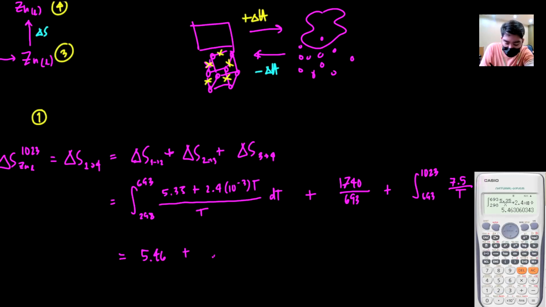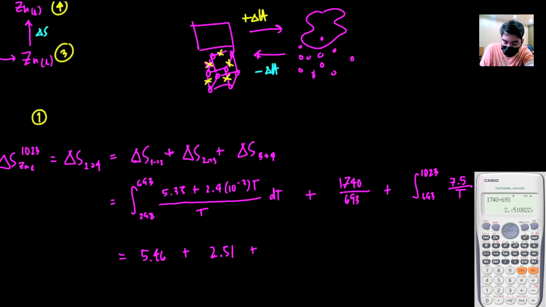Next, the second one is straightforward, which is 1740 divided by 693. That's 2.51. Okay, 2.51. Let me just make sure the value is correct. And this is all in calories per mole Kelvin.